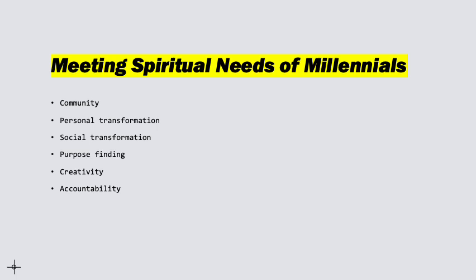One study noted that millennials are finding different organizations that meet their spiritual need. These organizations are focusing on 6 different themes to support this generation. These include community, personal transformation, social transformation, purpose finding, creativity, and accountability.